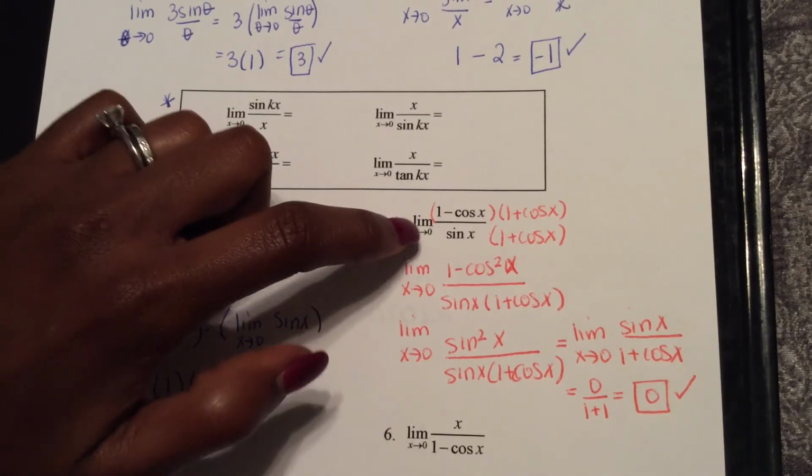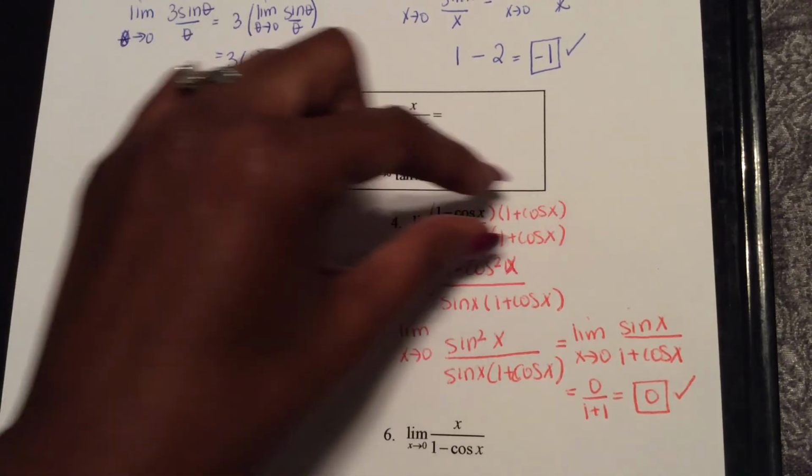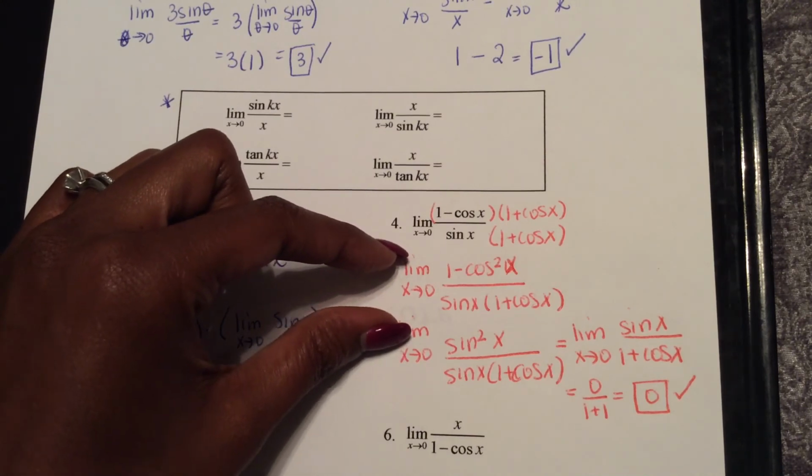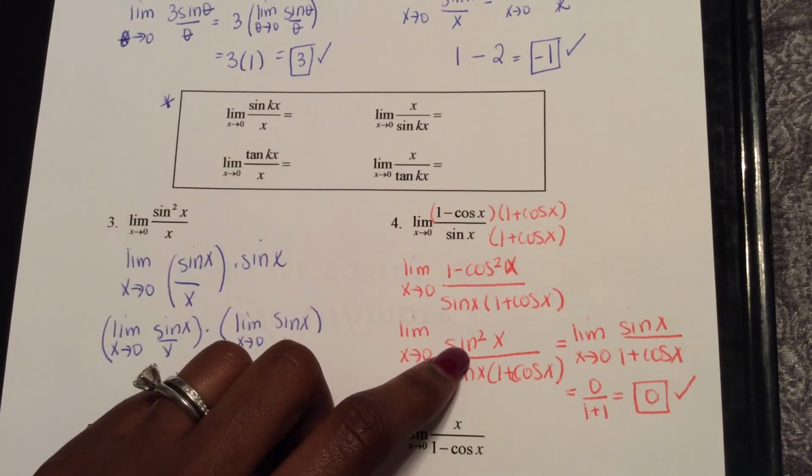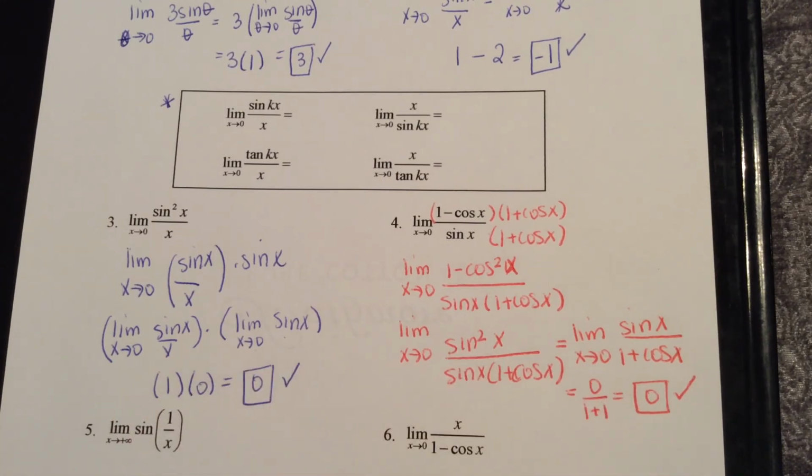After I got an indeterminate form, I simplified my rational expression by multiplying by the conjugate. I used my trig identity to simplify and then did direct substitution.